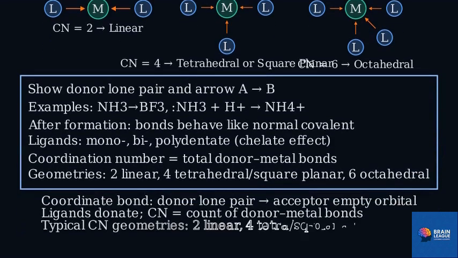Summary: a coordinate covalent bond is made when one atom donates both electrons of a bond to an acceptor with an empty orbital. This is the Lewis acid-base idea. Ligands are donors, coordination number counts donor to metal bonds, and common geometries follow the coordination number. With these tools, you can confidently analyze complexes and bond types.